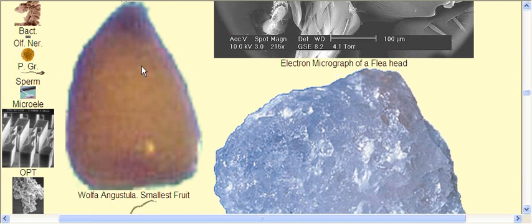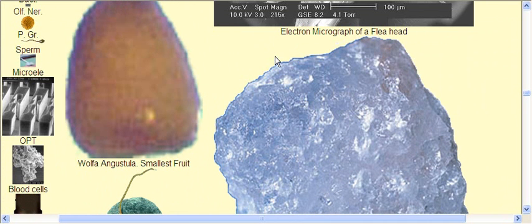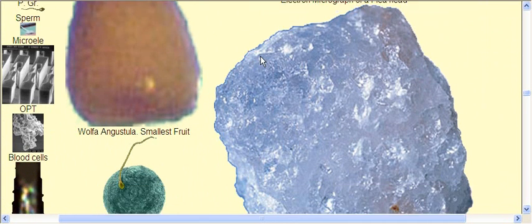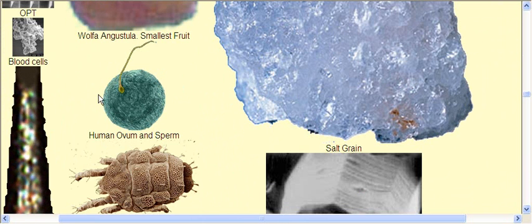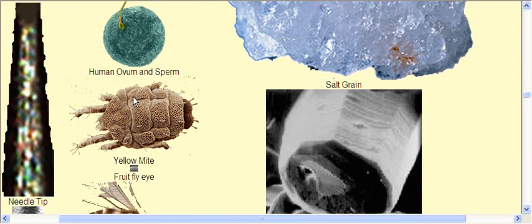There's the smallest fruit next to a salt grain. There's a sperm next to a salt grain. Human ovum next to a sperm. Yellow mite. So mites are extremely small, that big next to a salt grain.